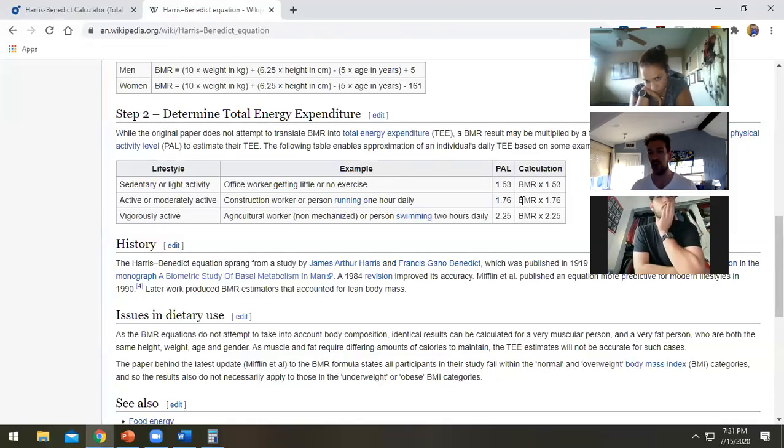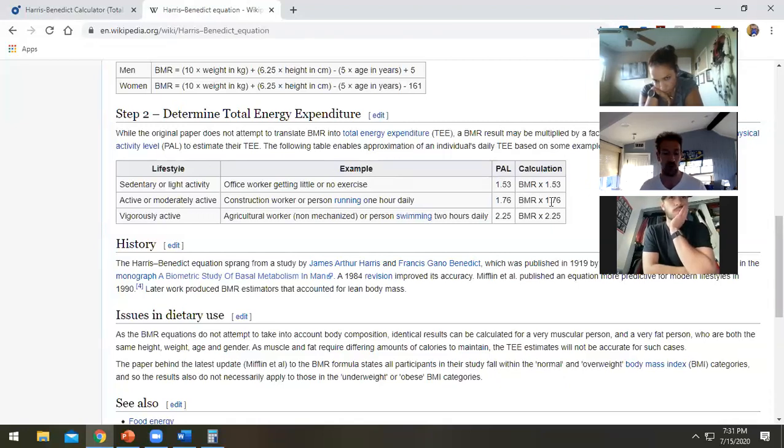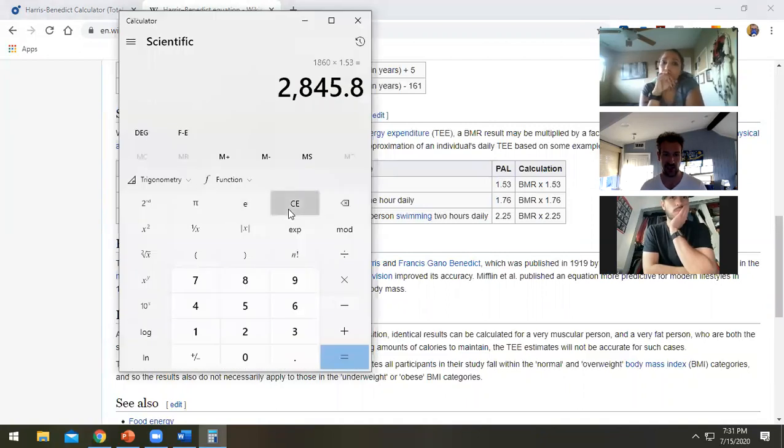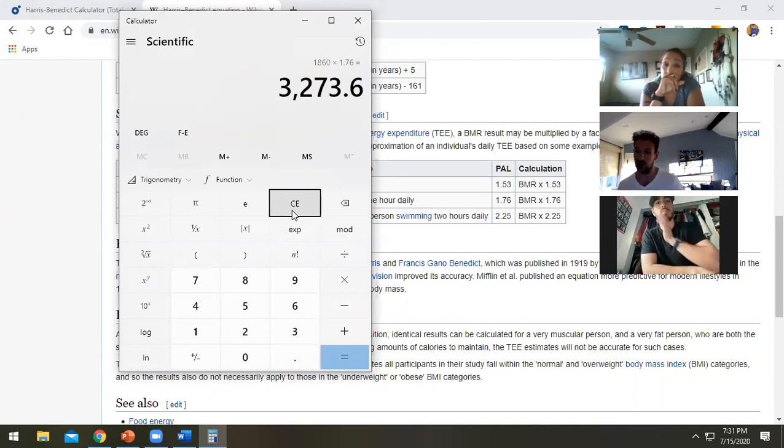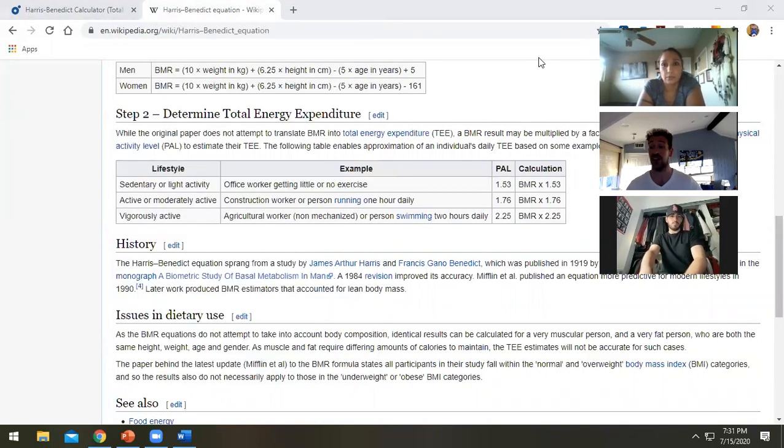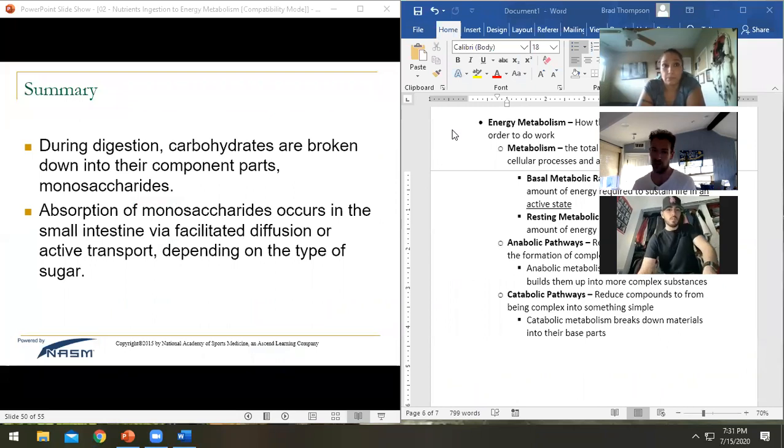So now I'm going to use the multiplier of 1.76. I take 1860 times 1.76, and that's about 3,273 calories per day. And that's about how many calories I try to eat every single day, unless I'm trying to lose weight, in which case I will eat less, or unless I'm trying to gain weight, in which case I will eat more. And that is how that works. That is where we are headed for the rest of nutrition and for our weight loss class and program design class, which is coming up.